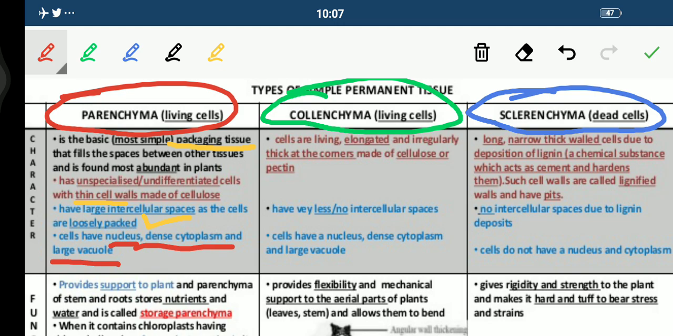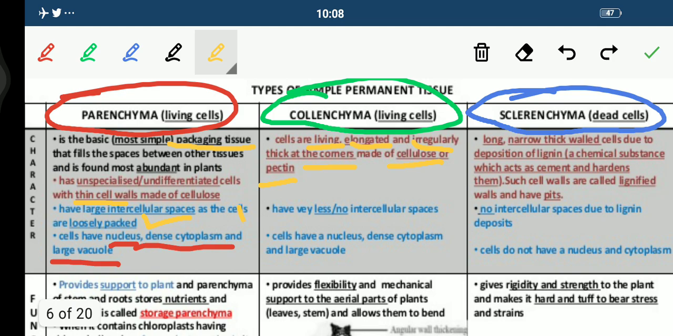Now coming on to the characteristics of collenchyma, right? See, students, these are the cells, the collenchymatous cells. These are the cells that are living. They are elongated and irregularly thick at the corners. Fine. They are also made up of cellulose or maybe pectin. Remember this thing, students, they are thick at the corners. Fine. They are thick at the corners.